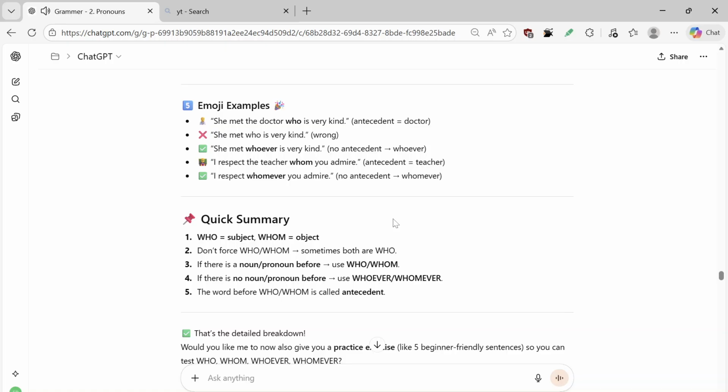Quick summary. 1. Who equals subject, whom equals object. 2. Don't force both as whom. Sometimes both are who. 3. If there is a noun or pronoun before, use who or whom. 4. If there is no noun or pronoun before, use whoever, whomever. 5. The word before who or whom is called the antecedent.